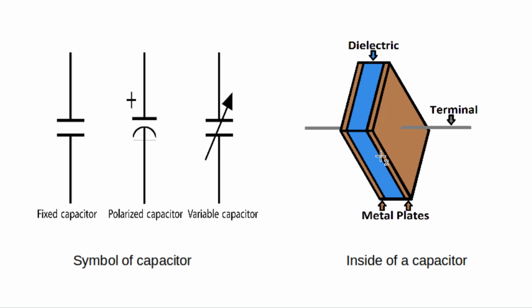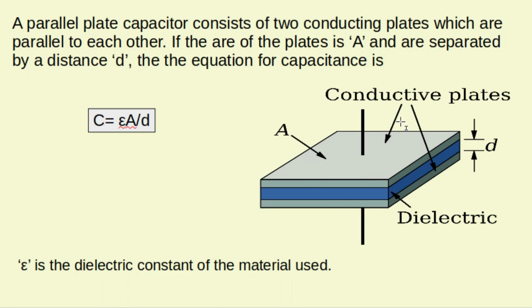And in this diagram, we are showing the architecture of a capacitor. We can see the two metallic plates, and in between you can see a dielectric material, and two terminals are taken from the metallic plates for connection purposes. Here also you can see a capacitor with two metallic plates and a dielectric between them. A parallel plate capacitor has two metallic plates which are parallel to each other, and usually both plates have the same area A.